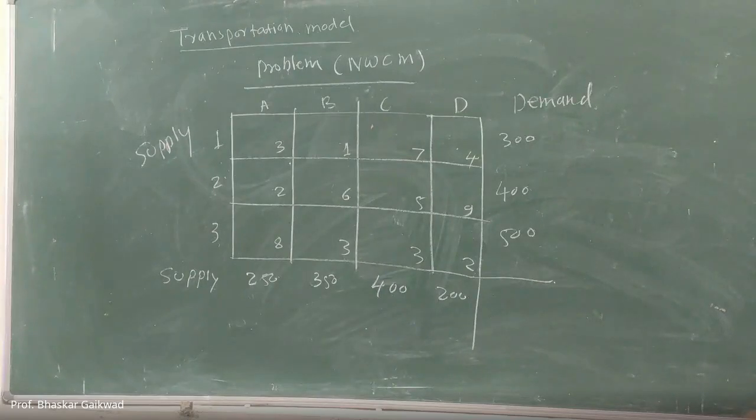These are the problems we need to solve by the northwest corner method. Next time we'll see, because our time is over. These problems we are going to solve in the next lecture: what the transportation cost should be by using the northwest corner method. After that, we'll go for the least cost method, then the VAM method, and optimality by using the MODI or UV method.